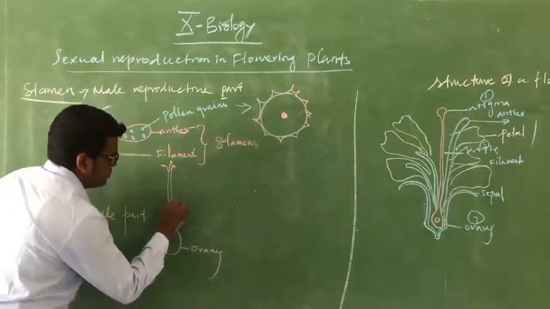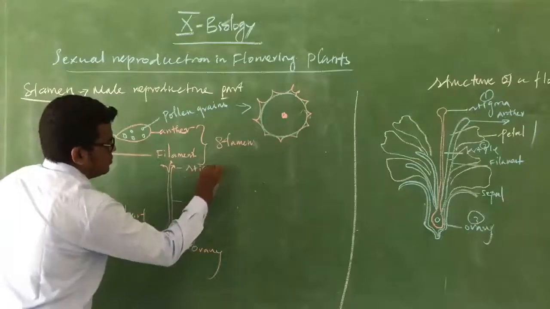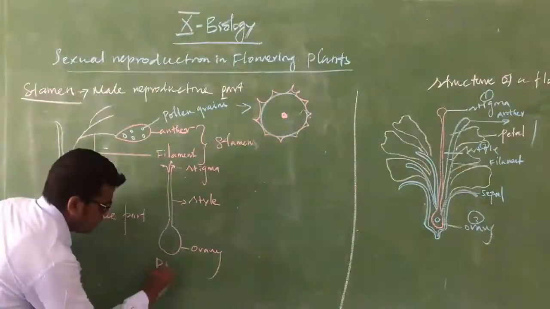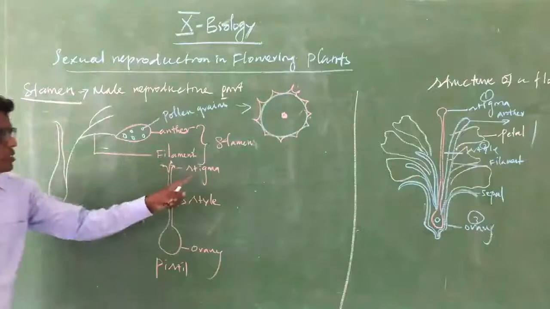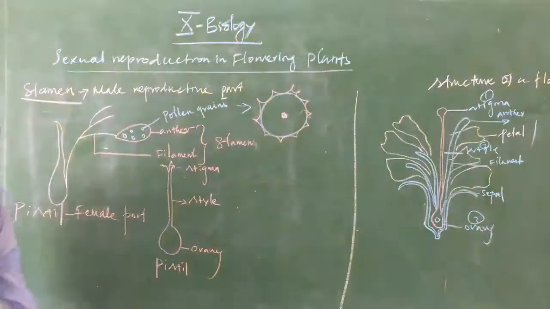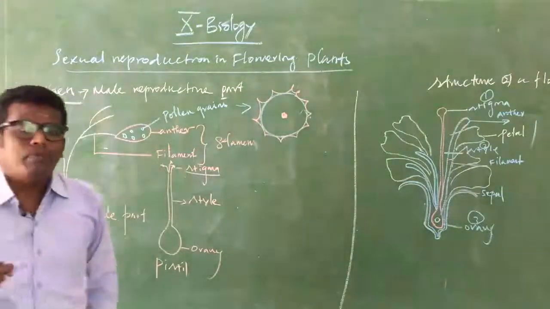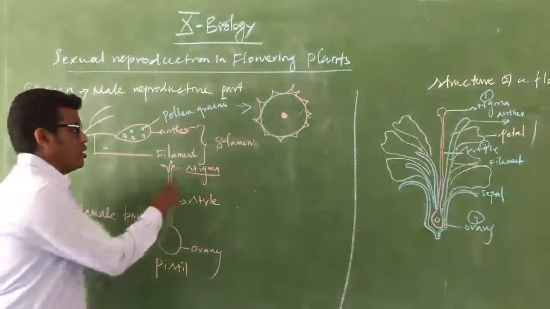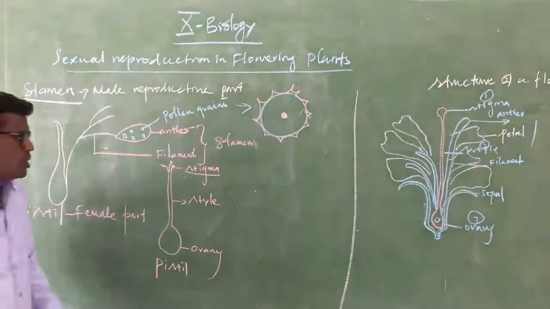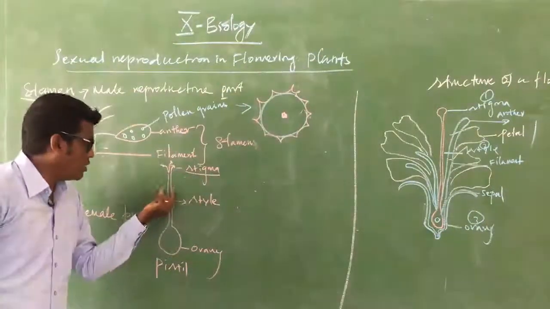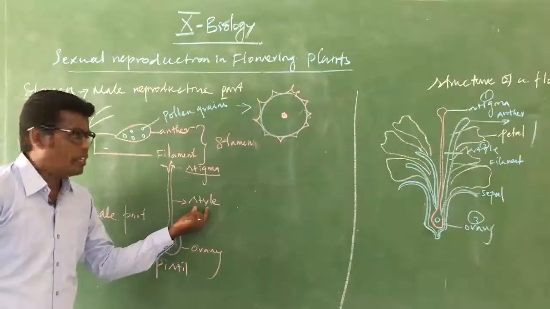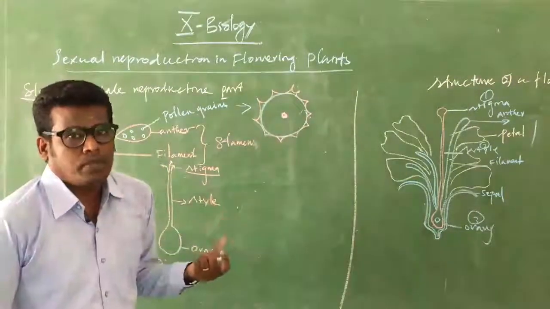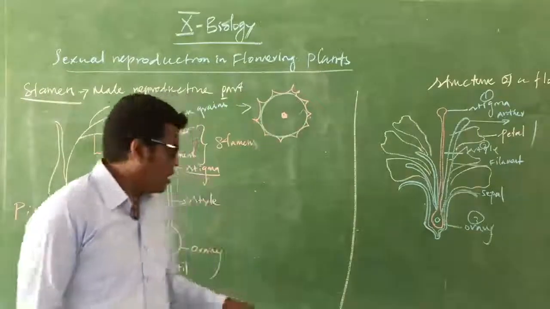Ovary, stigma and style, collectively called the pistil. It comprises stigma, style and ovary. What is the stigma? At the top of the flower, there is a sticky structure called the stigma. Below the stigma, there is a long part called the style. At the bottom of the pistil, there is a swollen part called the ovary.